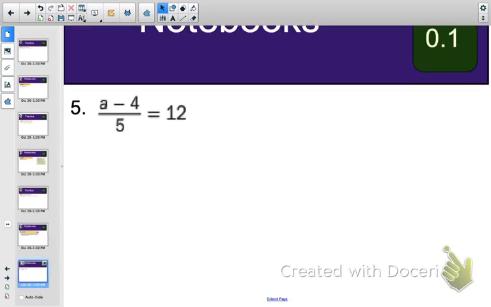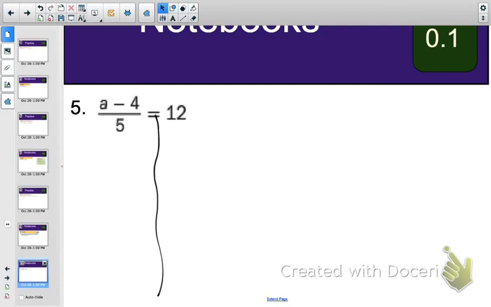So we have this last one here, which is a minus 4 all over 5 equals 12. So the first step in this one, notice you have the 5 down here and the minus 4 up here. So you've got to think of what's happening first. First you're doing the a minus 4, and then you're dividing all that by 5. So you've got to undo that backwards. So technically we have to get rid of the 5 first, because it's furthest away, because this is all grouped together in parentheses.